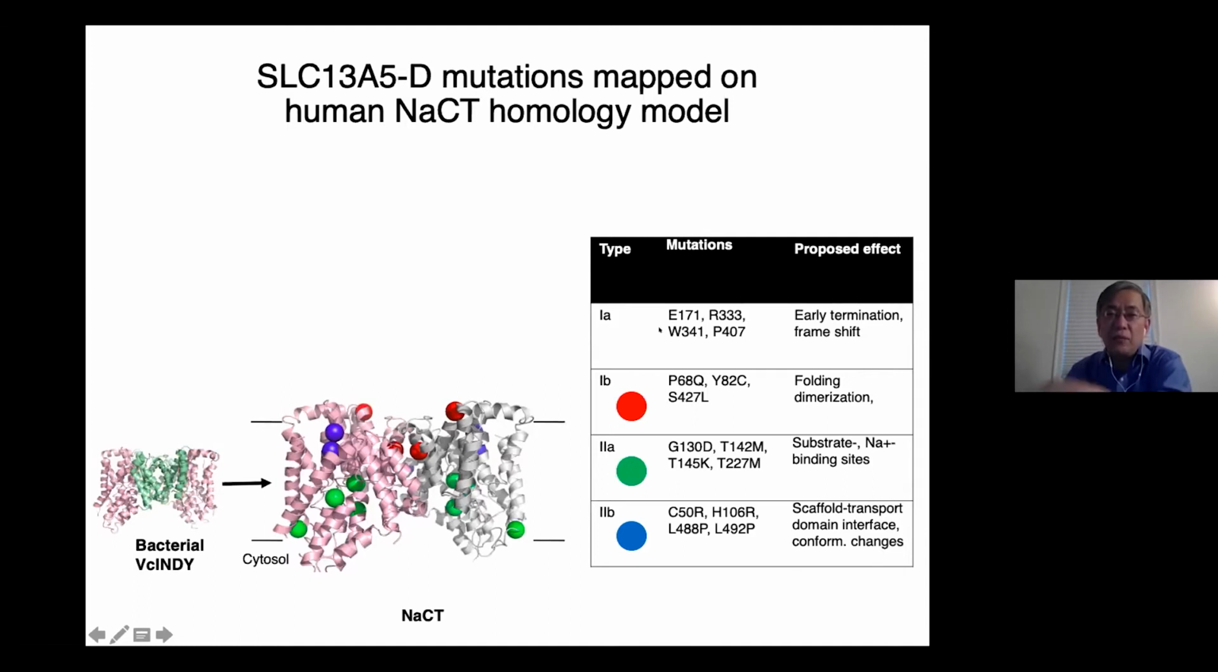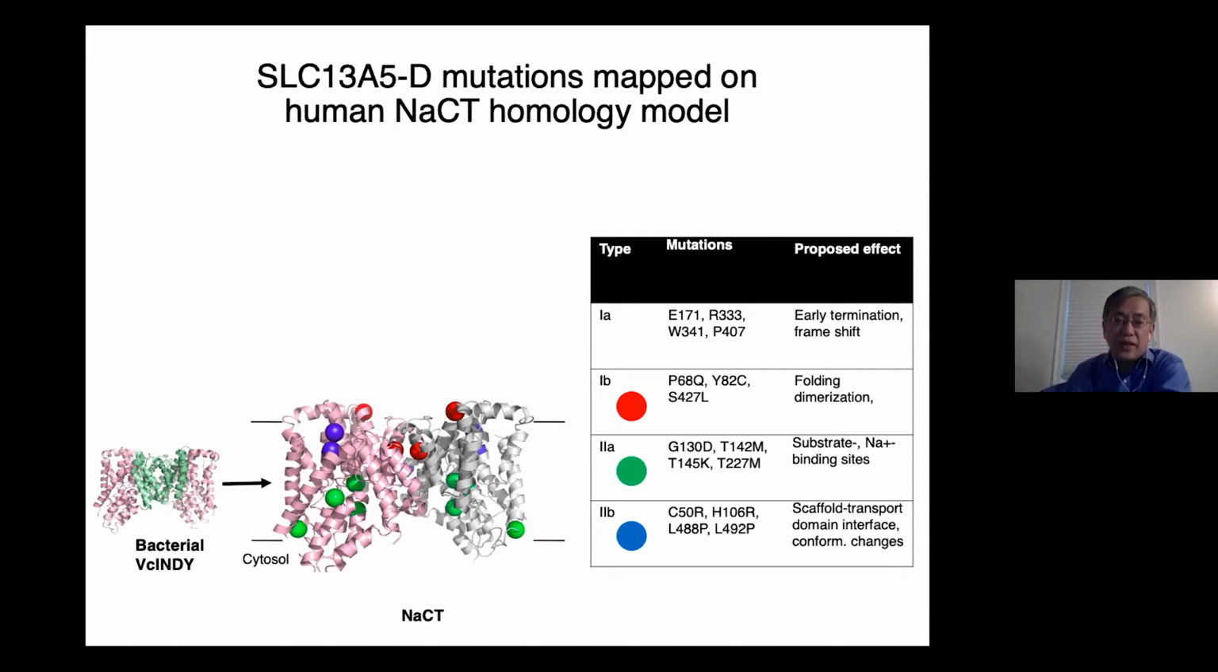For type 1A and type 2A mutations, I think the only intervention people can have is probably gene therapy. However, for type 1B and type 2B mutations, small molecule drugs are a possibility that can probably help with protein folding or help with conformational changes, like in the case of the CFTR channel protein.